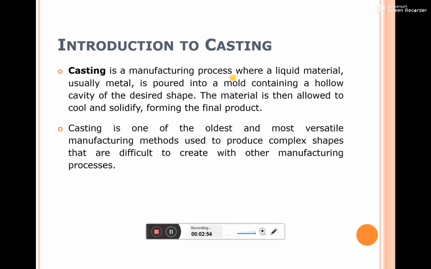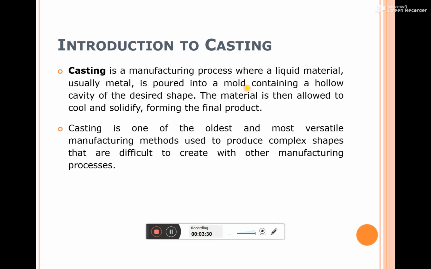Casting is a manufacturing process where a liquid material, usually different types of metals like aluminum, copper, stainless steel, cast iron, is melted, converting these materials into liquid materials. After that, whenever these liquid materials are produced using the furnaces, we pour them into the mold. The mold has the desired shape, which is a hollow cavity.